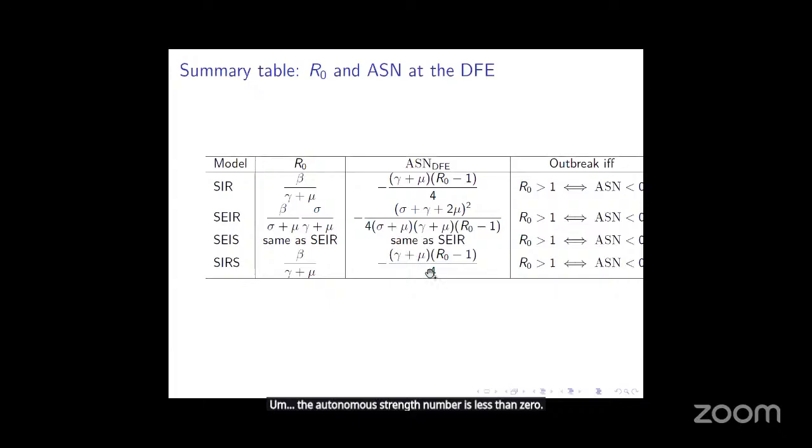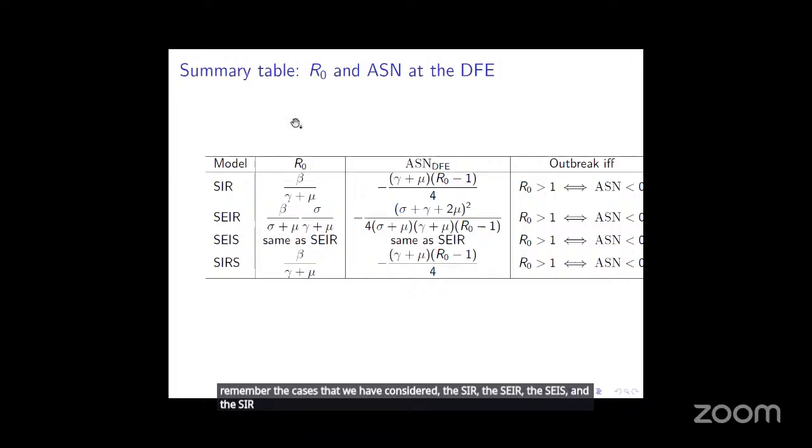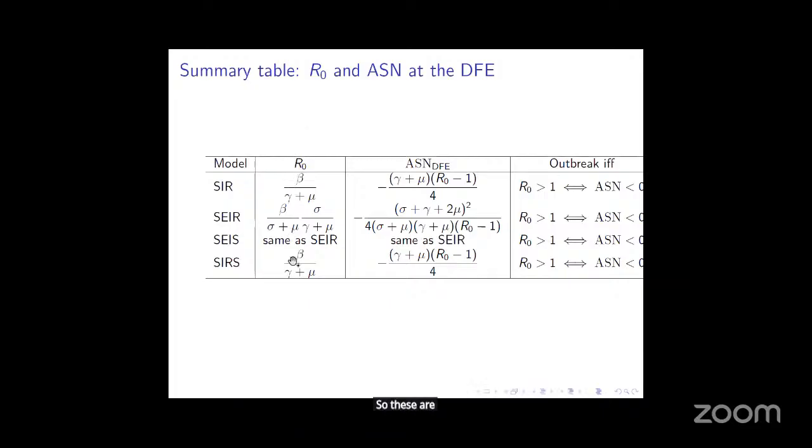All right, so we have this table here. Remember the cases that we have considered: the SIR, the SEIR, the SEIS, and the SIRS. So these are all well-known reproductive numbers. And then the diagonal strength number associated to the SIR, which we just discussed, is given here.